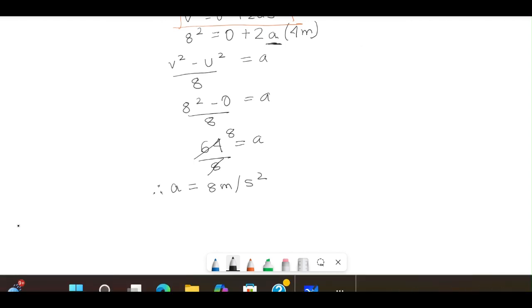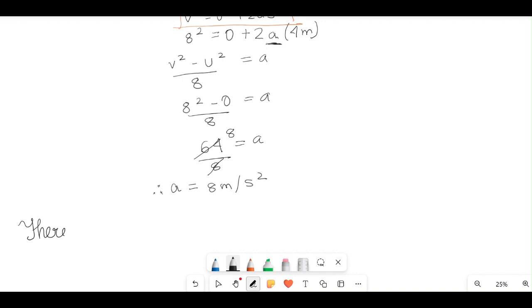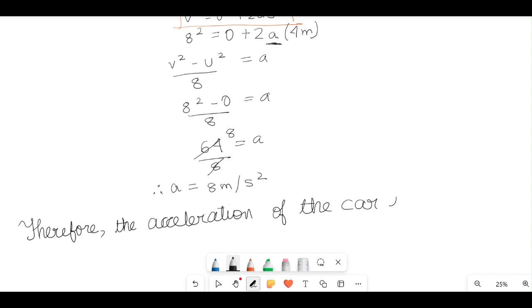Therefore, the acceleration of the car is 8 meters per second square. And you can underline it as well. This concluding statement is a very important statement which will help your examiner or the paper checker to finally check your final answer on the paper. So it is always advised to write it.